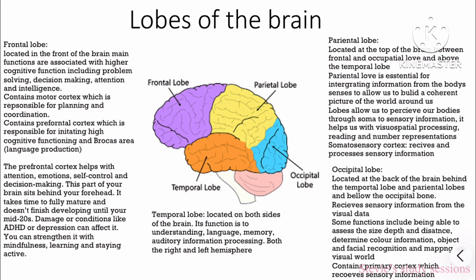The occipital lobe is located at the back of the brain behind the temporal lobe and the parietal lobe, and below the occipital bone. It receives sensory information from the visual data. Some functions include being able to assess size, depth, distance, determine colour information, object and facial recognition, as well as mapping the visual world. It contains the primary visual cortex, which receives sensory information.